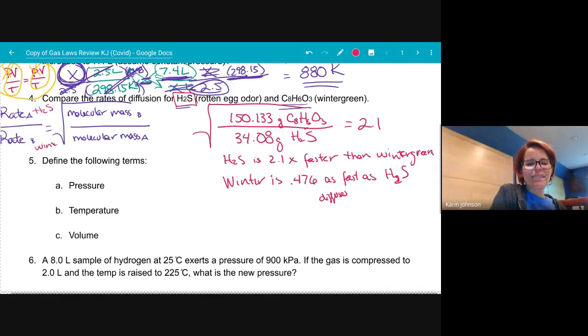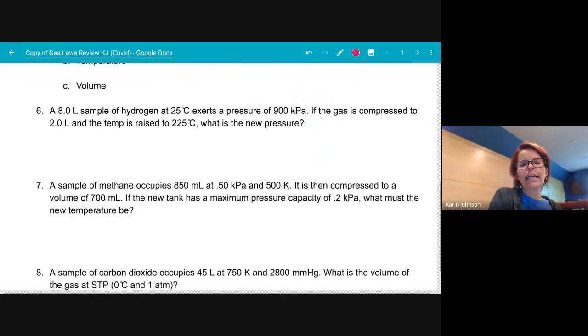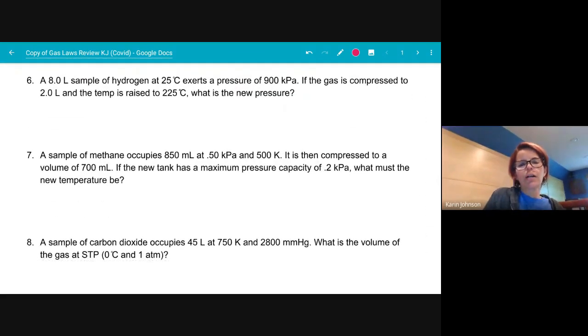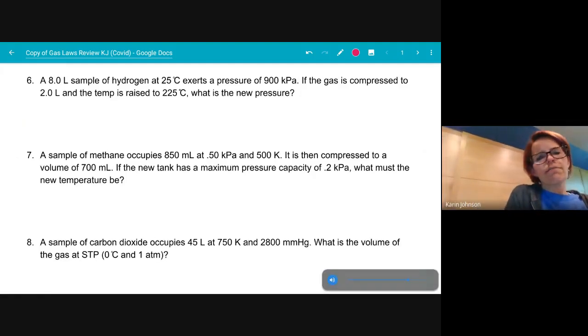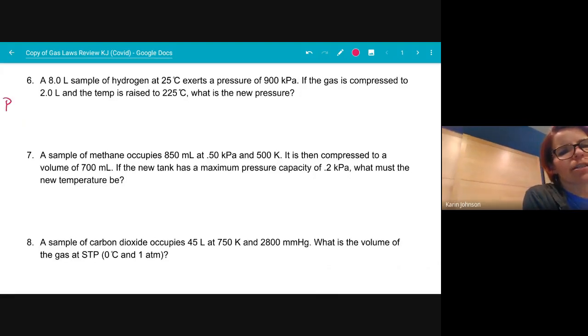All right, moving on. Now these questions are the ones that actually use the combined gas law, which is the full PV equals nRT. We're not going to cross any one part of it off. We're going to do the entire equation this time.